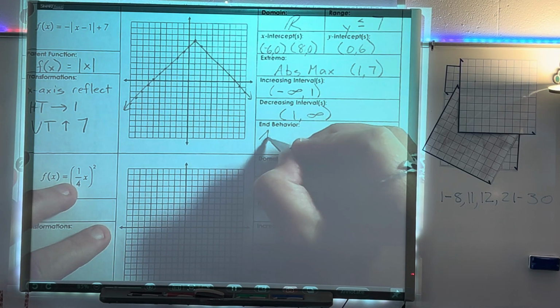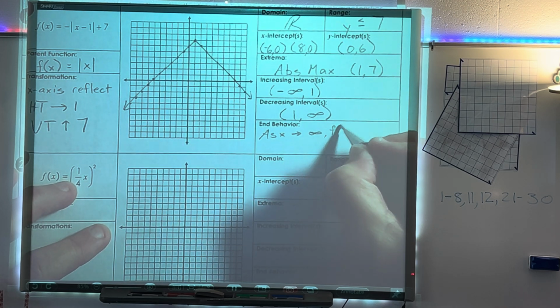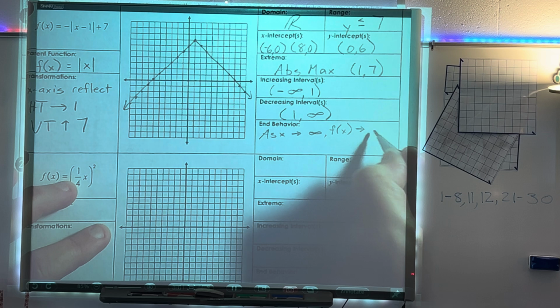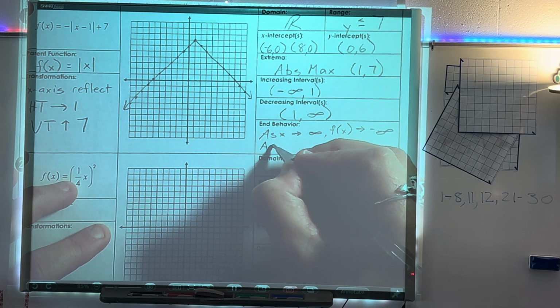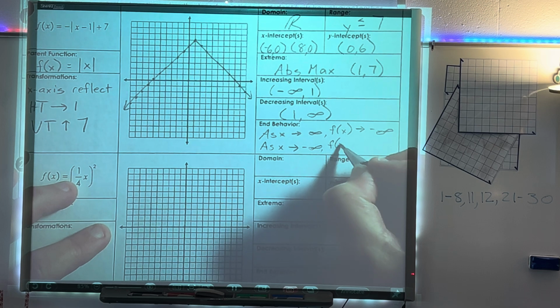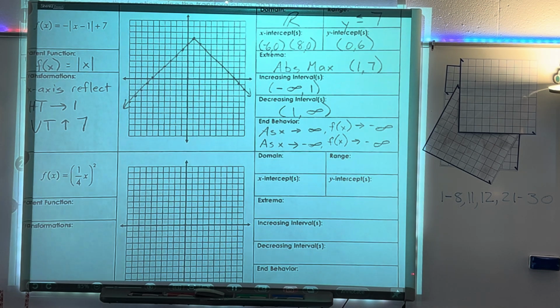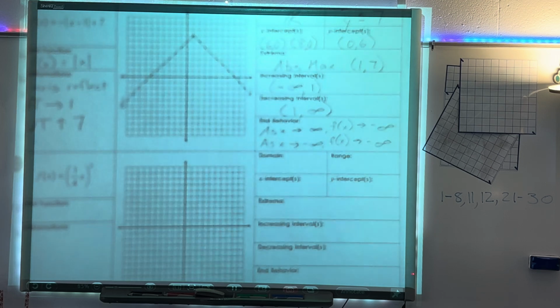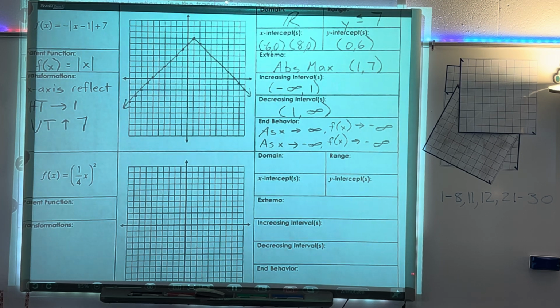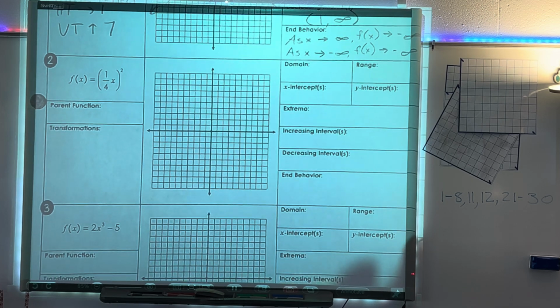Alright, so as x approaches infinity, f of x approaches negative infinity. As x approaches negative infinity, f of x approaches negative infinity. Remember, an absolute value for the most part behaves as an even function. Technically it's not, but it kind of behaves that way. Alright, y'all okay there? Alright, this one.